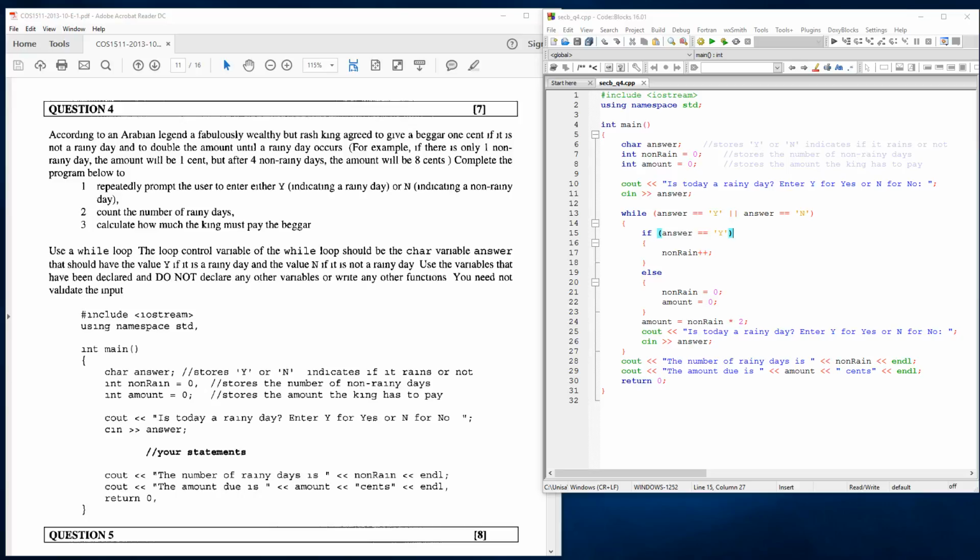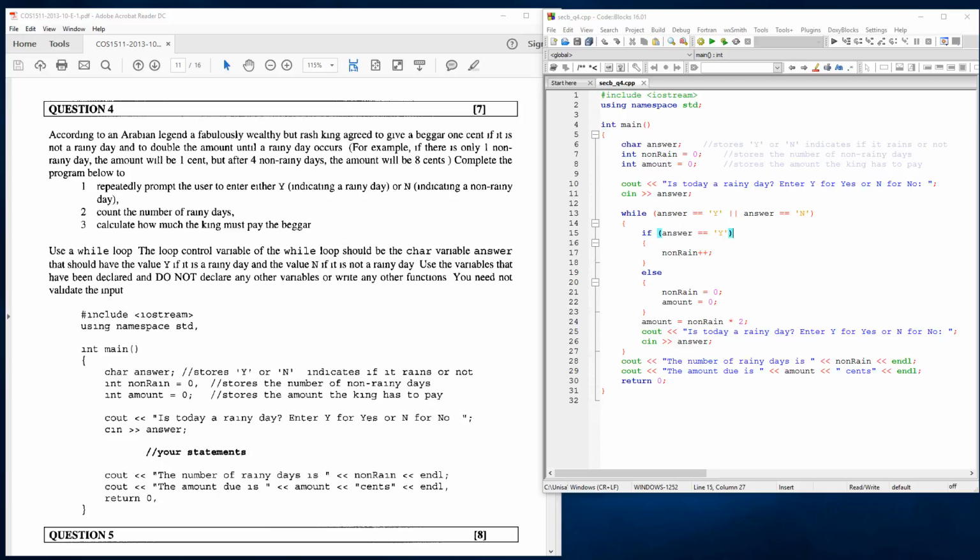Good morning to you. This morning I'm going to cover question 4 of section B for COS1511, the October-November 2013 exam paper. It was for 7 marks. The question goes like this.